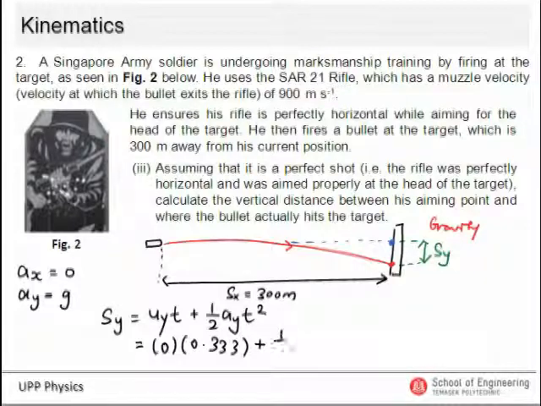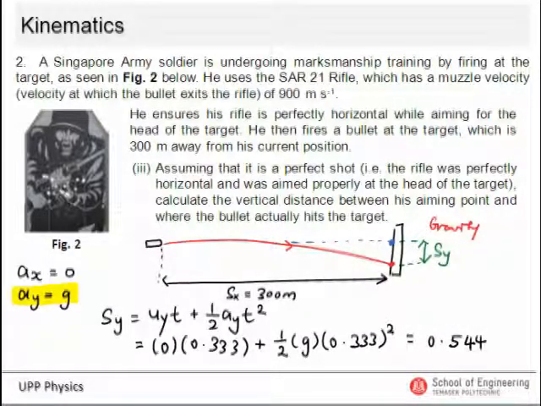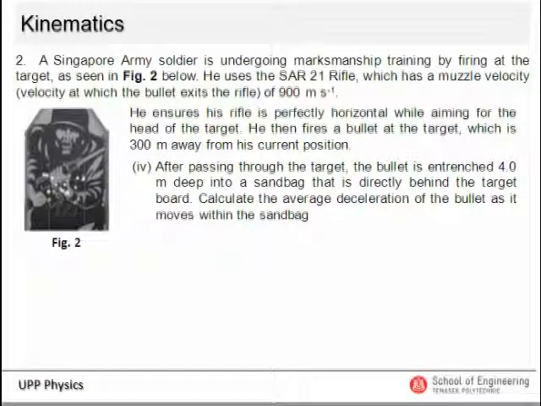Then, Ay, since we already know it is acceleration due to gravity, we will substitute it to be g. And time again as 0.333 seconds squared. Now upon calculating, we will find that the vertical distance is 0.544 meters. Let's proceed to the next part of the question.